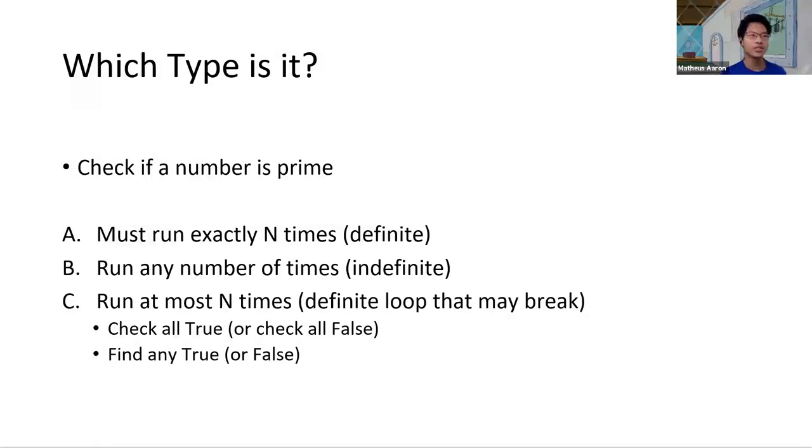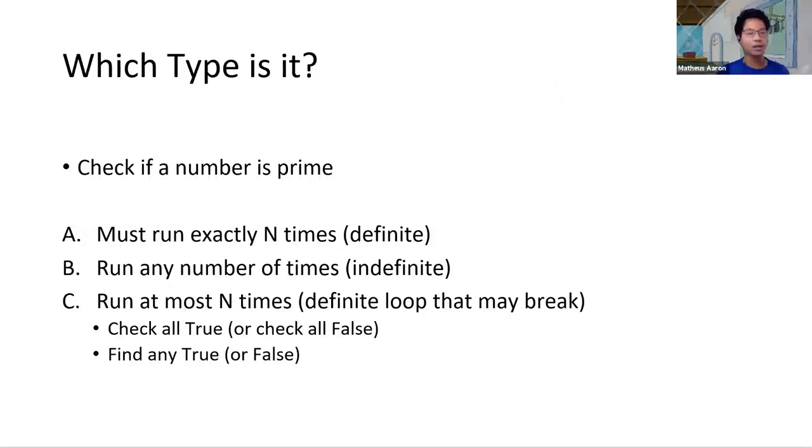No. Checking if a number is prime also runs at most n times, because you technically need to check whether the number is divisible by all the primes before it. So say given 7, then you need to try dividing it by 2, 3, and 5, to see whether it's divisible or not.